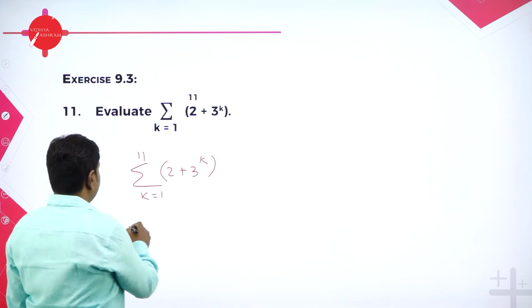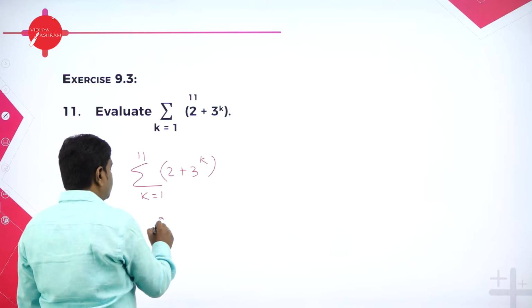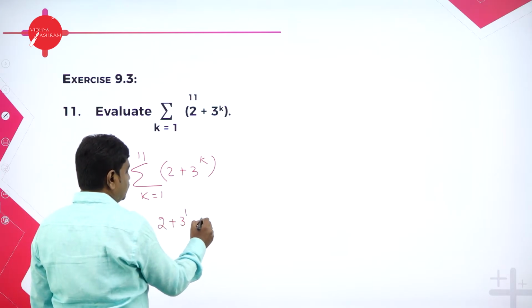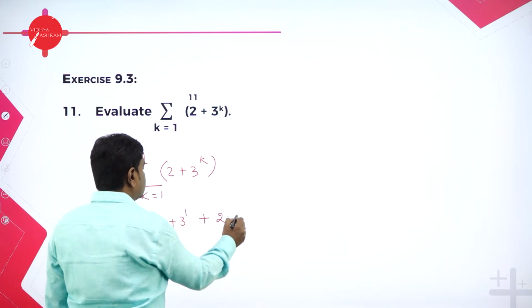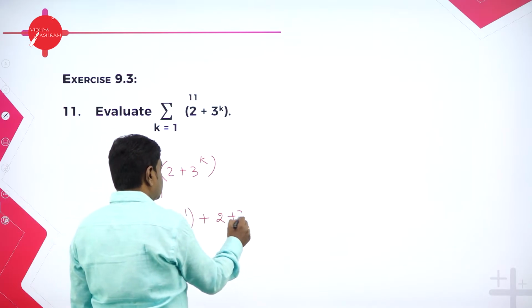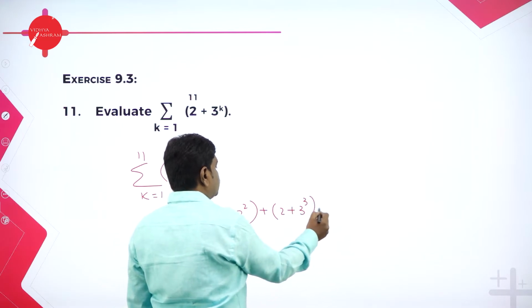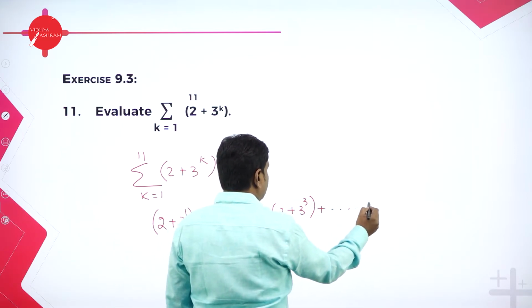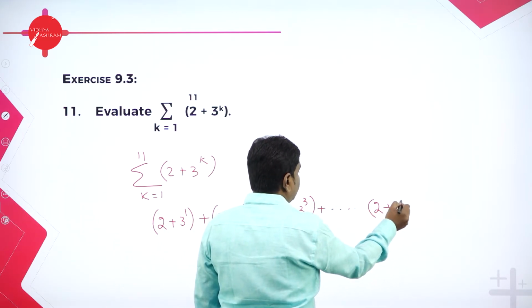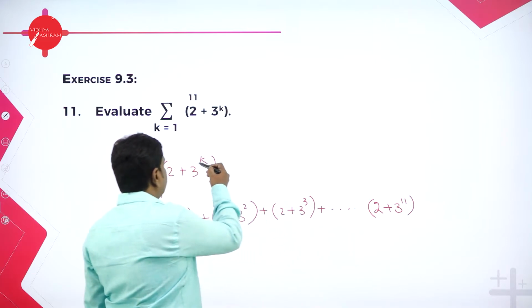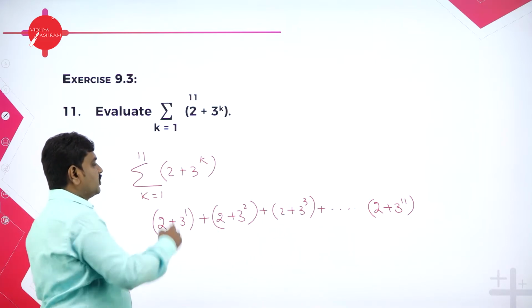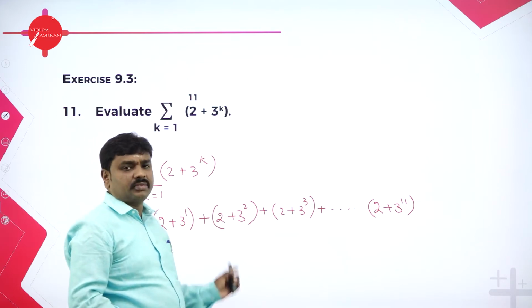In the place of k if you put 1 you will get one term. 2 plus 3 power 1 is the first term. Sigma means sum. 2 plus the second term is what? 2 plus 3 power 2. Then 2 plus 3 power 3 plus so on till what? 2 plus 3 power 11. In the place of k put 1 you will get the first term, in the place of k put 2 you will get the second term, and add all.